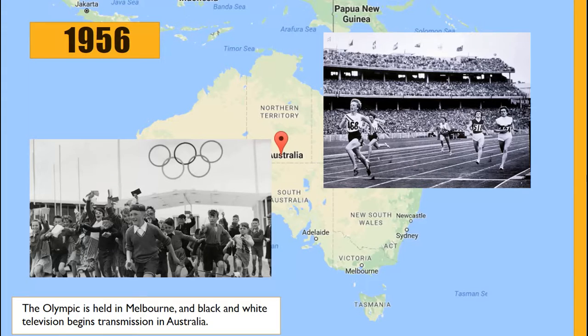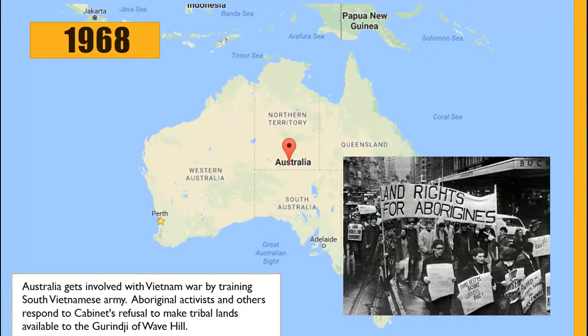In 1956, the Olympics is held in Melbourne, and black and white television begins transmission in Australia, which is a big development in media and in what we view of the mass media in Australia. In 1968, Australia gets involved with the Vietnam War by training the South Vietnamese Army. Aboriginal activists and others respond to the cabinet's refusal to make tribal lands available to the Gurindji of Wave Hill.